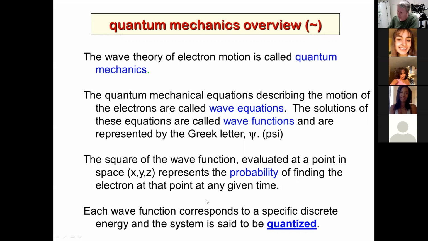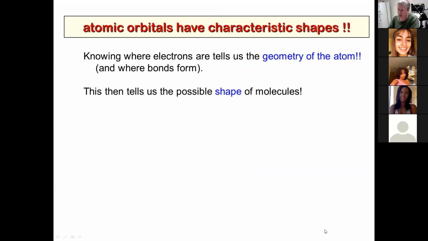All right, so each wave function corresponds to a specific discrete energy, and the system is said to be quantized, so that we have different specific energy levels. The big takeaway is that atomic orbitals have characteristic shapes. This is probably what you know from Gen Chem. Knowing where the electrons are gives us the bonding configuration around an atom, where the bonds form. This tells us the possible shape of molecules.